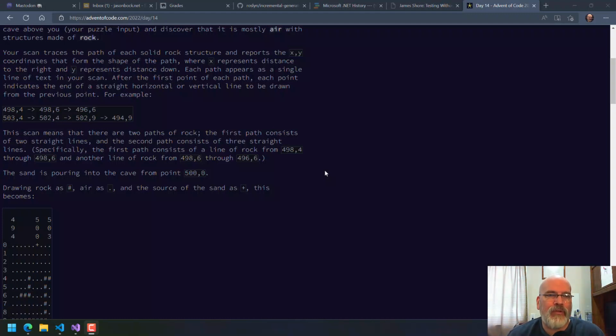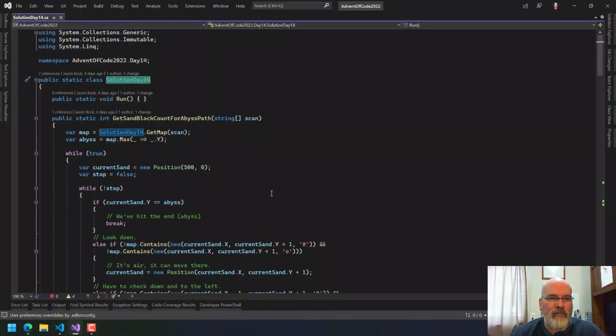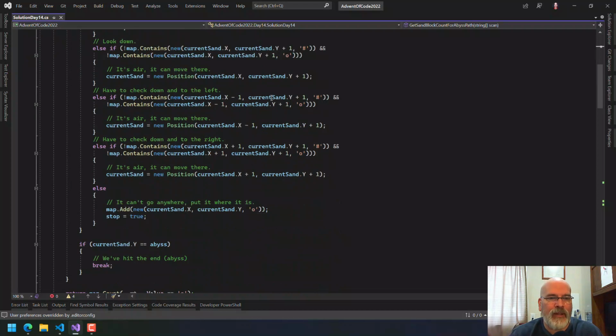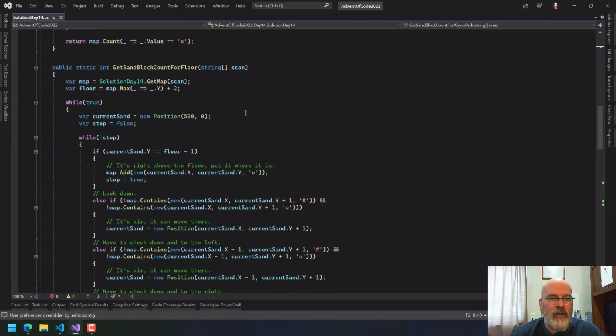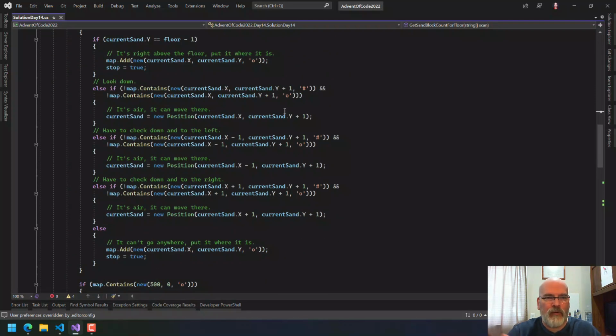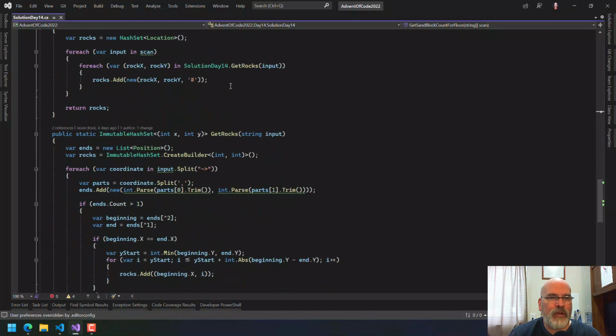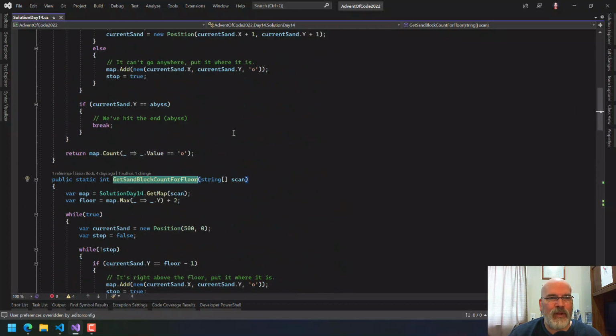So this problem, I saw in my notes, it wasn't too bad to get it for the abyss path, where in the first part you assume that once it falls down, it just keeps falling down, it won't stop. The rules weren't that hard to encode and to do. The one where you have the floor was just, again, following the rules about where the sand will be, and then as it builds up, once you get to the top, then you're plugged and you can stop there. Okay. So you have to interpret the map that you're given. You have to get the rocks, and this all wasn't too bad.